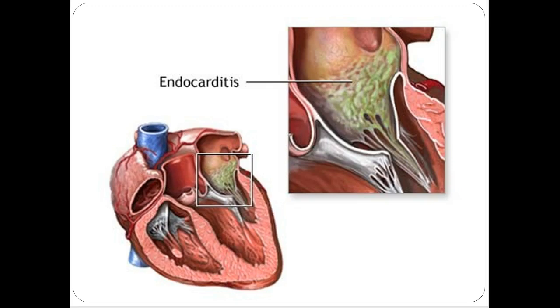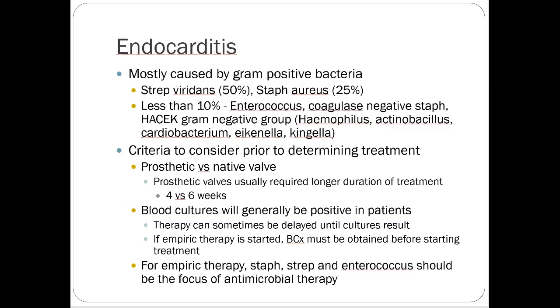What happens is you get some sort of a bloodstream infection, bacteria seed on the heart valves, and they form kind of a biofilm on them, which impairs the heart's ability to pump blood correctly. And it's mostly caused by gram-positive bacteria. So strep viridans and Staph aureus are your two most common bugs. And there's a group of other kind of common things like Enterococcus, which is mostly a fecal-related bacteria. See Enterococcus a lot in UTIs and things like that.